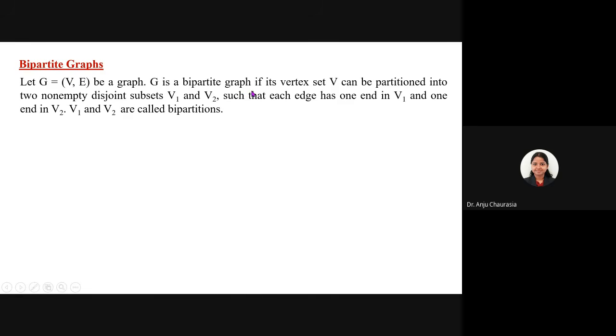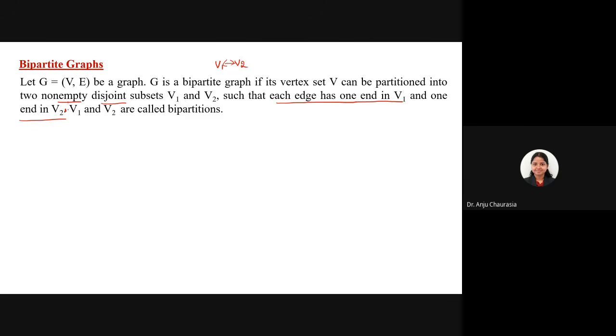G is a bipartite graph if its vertex set V can be partitioned into two non-empty disjoint subsets. That is very important. Non-empty होनी चाहिए वहां पर vertices. Disjoint means, I think students you have read subsets or sets. V1 and V2 are disjoint if they don't have any common element, right? Got it? So disjoint subsets V1 and V2 such that each edge has one end in V1 and one end in V2.